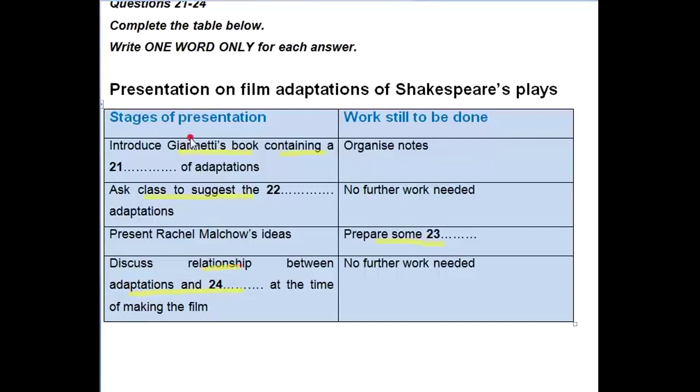So that's underlined. The first question I have to find out is about Giannetti's book containing a dash adaptation.